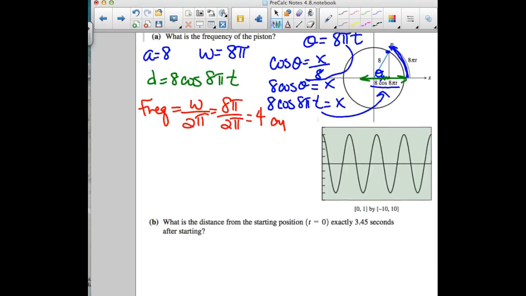All right, so we have 4 cycles per second. Now, if we look at the picture over here, notice the window they're giving us. T is time, that is our horizontal axis. Okay, so this is time, and we are going from 0 to 1 second. So all of this is happening in 1 second.